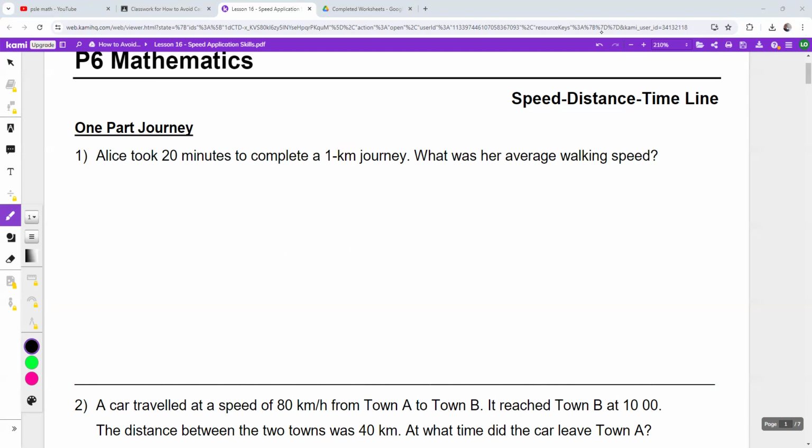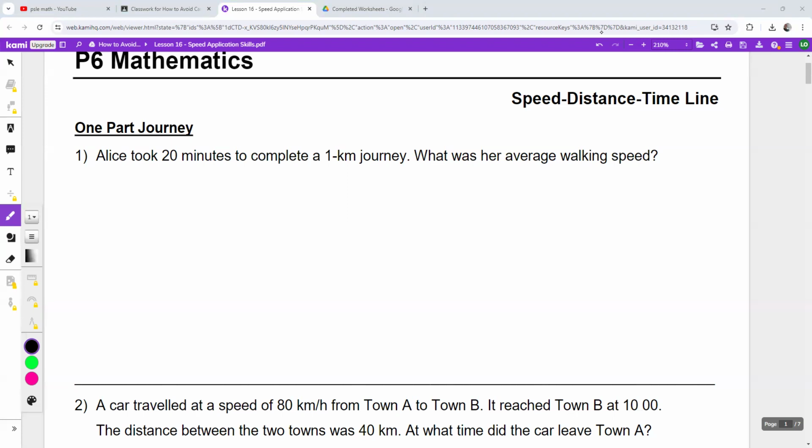So I would like to use this opportunity to show you how to solve speed problems using the speed distance time line model. Hopefully at the end of the lessons, you will be able to solve most of the speed problems using the model method. But this model method is not your bar model. It's a different kind of model that you will see later. To introduce it, I would like to show you simple questions first, starting with basic questions on how to draw out the simple model.